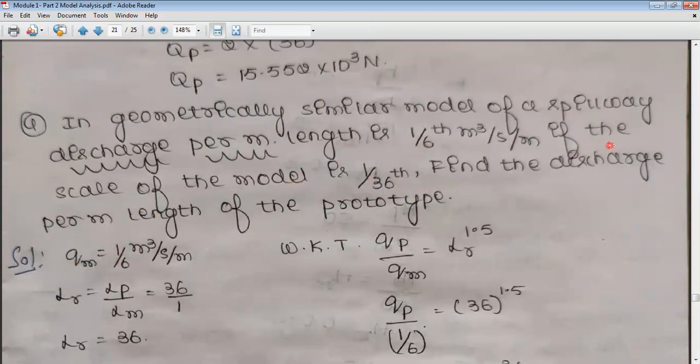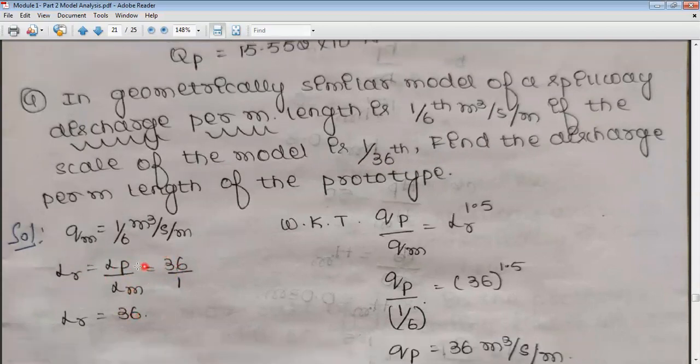Then if the scale of the model is 1 by 36, that is LR is equal to LP by LM, which is equal to 36 by 1. Therefore, LR is equal to 36, the higher number for the prototype. So QP by QM is equal to LR to the power of 1.5, the scale ratio. Therefore, QP by QM is 1 by 6. You substitute as it is, 1 by 6 only, is equal to 36 to the power of 1.5.